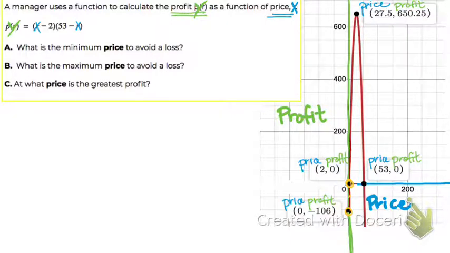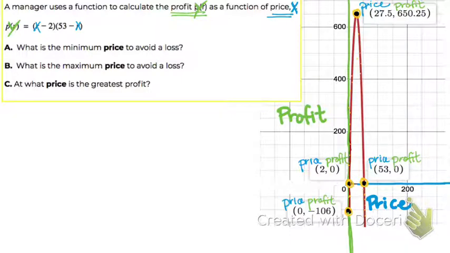From there, as my price goes up, then I start making more and more money. So all the way up to here. When the price is $27.50, I make the most profit I've made. I'm going to make $650. Then as my price goes up, my profit starts to go down again. When I reach this point right here, when my price is $53, then my profit is 0 again. Again, I'm not losing money, but I'm not making any money. And then as my price increases over $53, I start making a loss again.